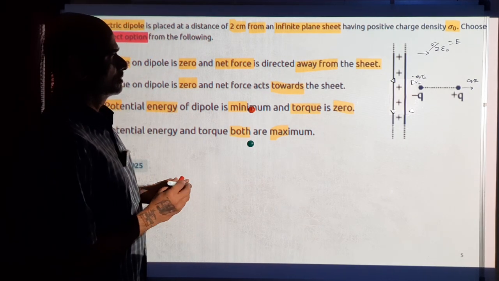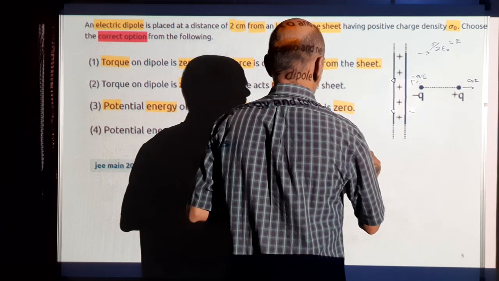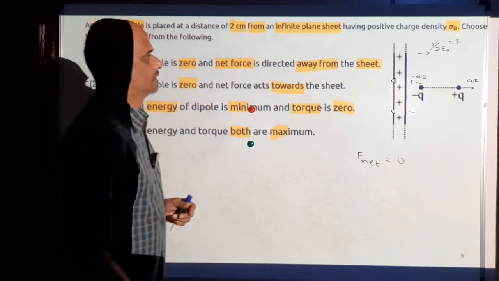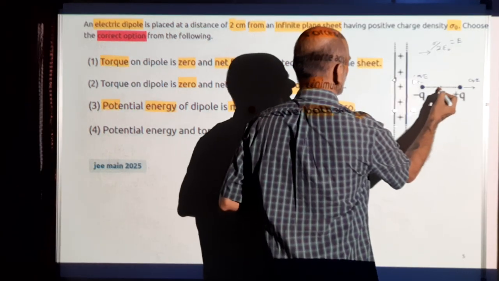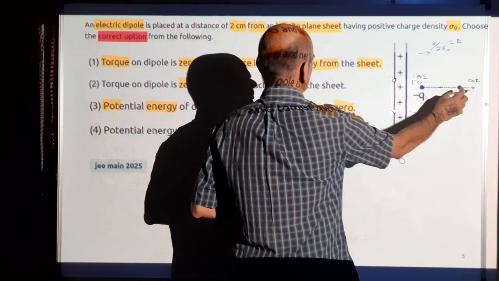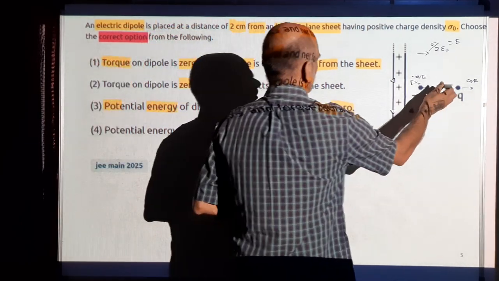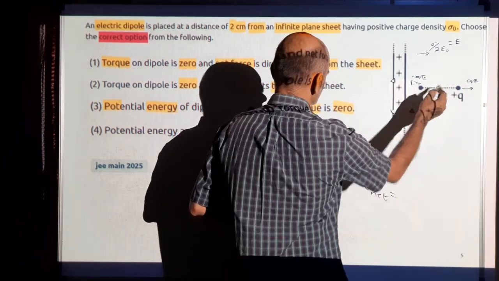So the net force on this system, the dipole, is 0, because the two forces are equal in value and opposite in direction. And the net torque about the middle point, the dipole will rotate about the middle point by symmetry. So the torque due to this force is 0, because the distance of the force from the point is 0. So even the individual torques are 0.